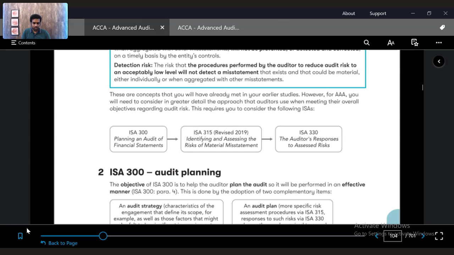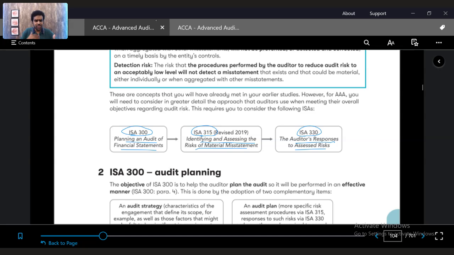So you're expected to be an experienced professional when you're writing the exam itself. Hence, you have to prepare in such a way that your thinking should not be at the base concept level, but at a higher level. So it's very important that you understand these three aspects of risk: ISA 300, planning an audit of financial statements; ISA 315, identifying and assessing risks of material misstatement; ISA 330, auditor's responses to assessed risks.